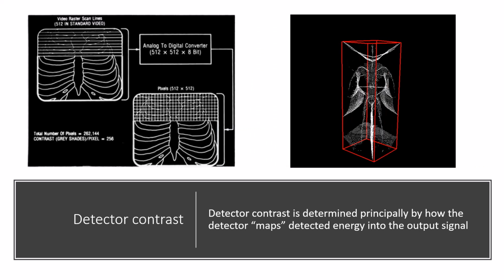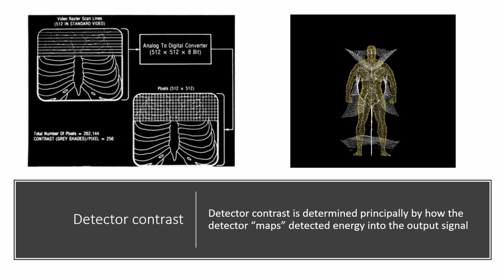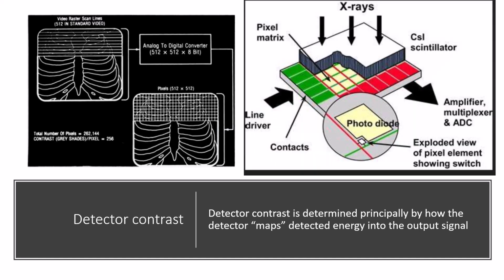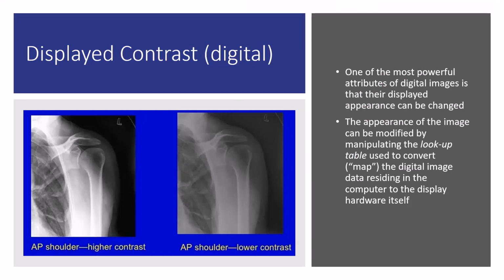Each manufacturer or vendor varies, but the detector contrast is determined principally by how the detector maps the energy captured by the modality. One of the most powerful attributes of digital imaging is that the displayed appearance can be changed. The appearance of the image can be modified by manipulating the lookup table used to convert or map the digital image residing in the computer to the display hardware itself.